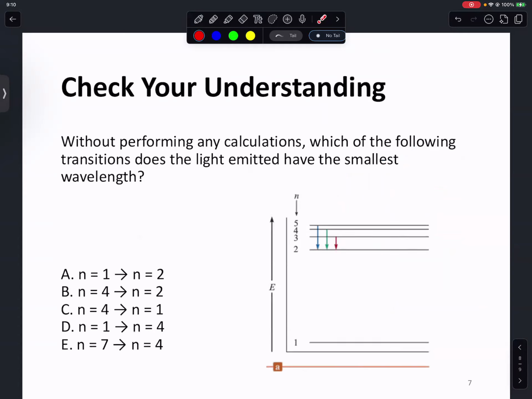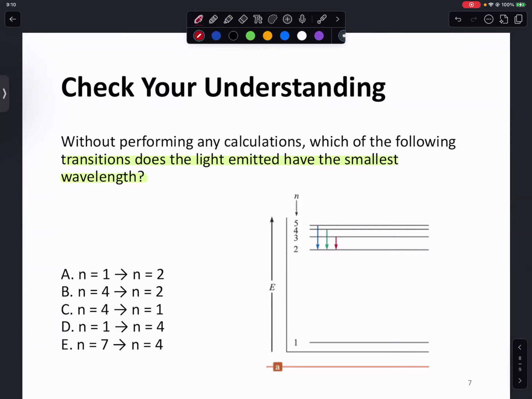Now let's check our understanding. I'm going to do one conceptual question, and then on the next slide I'm going to show you how to utilize the two-point form of the Rydberg equation. Now I want us to think about this: without performing any calculation, which of the following transitions has the light emitted with the smallest wavelength?